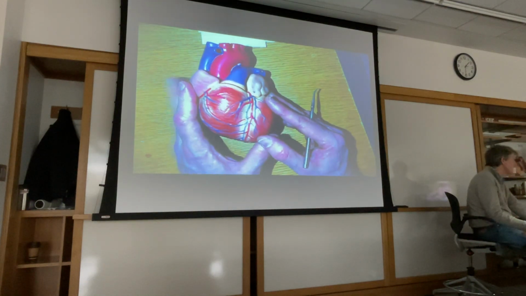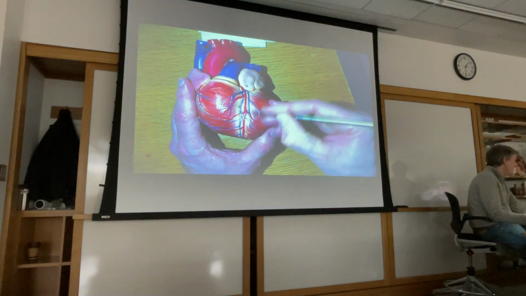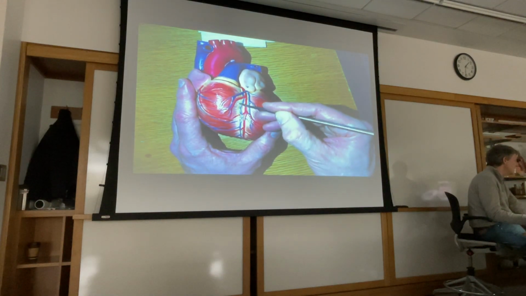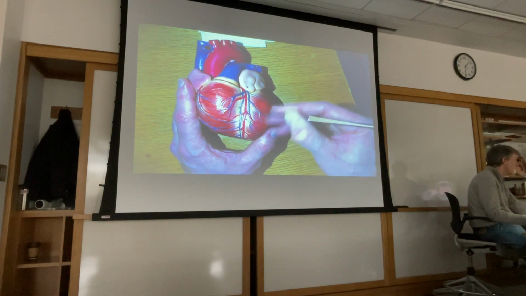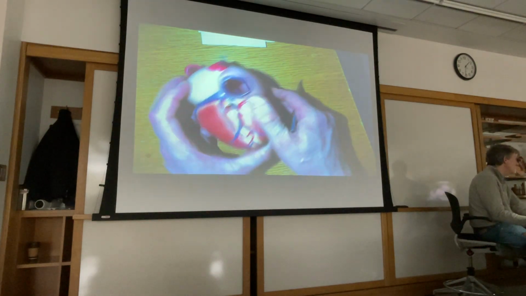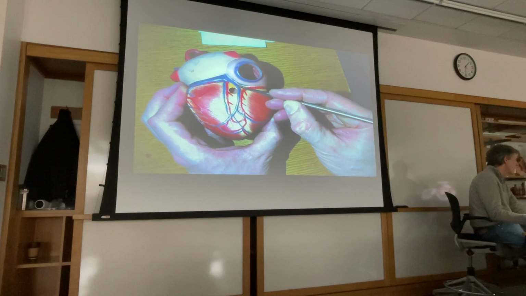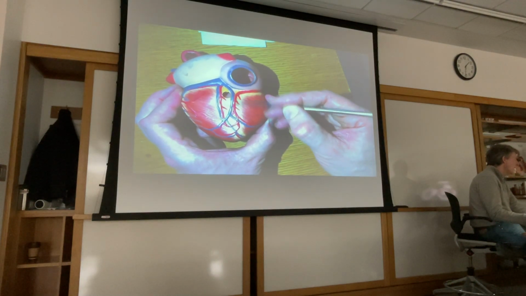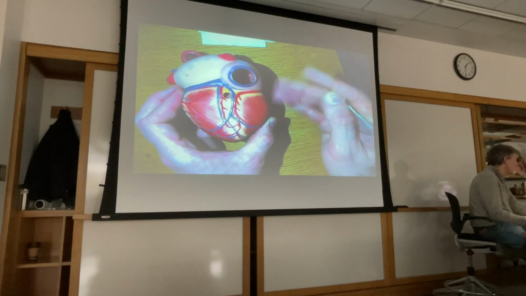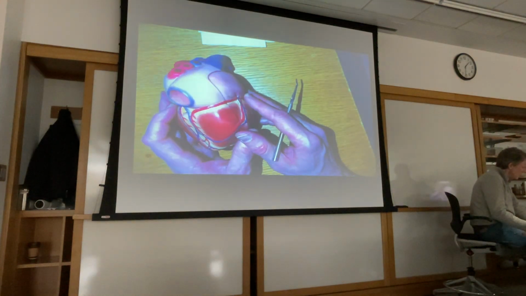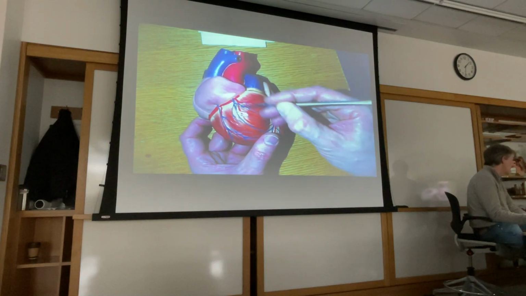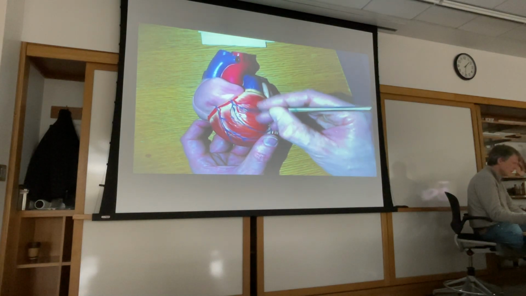For the veins, these veins that you have here, this is the great cardiac vein. It's basically following right next to the LAD. On the back side, you have this guy, which is the middle cardiac vein that follows alongside the posterior interventricular artery. And then you have a bunch of these little veins coming off the front here. Those are the small cardiac veins.